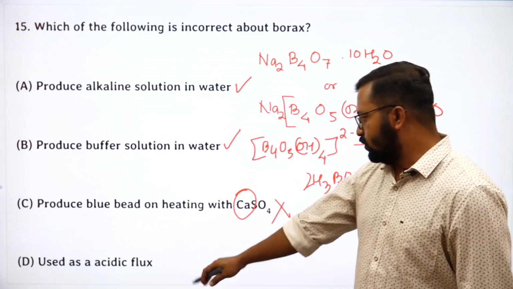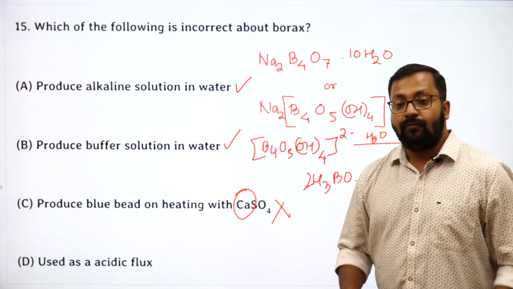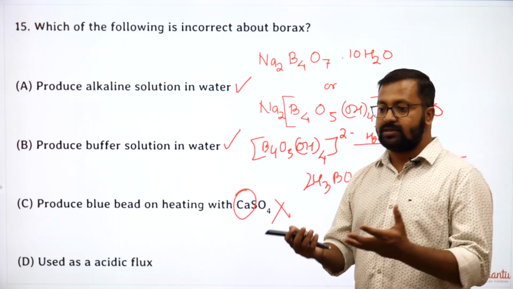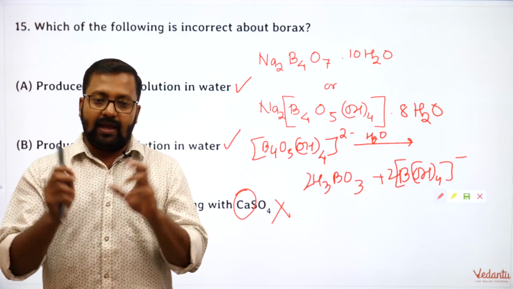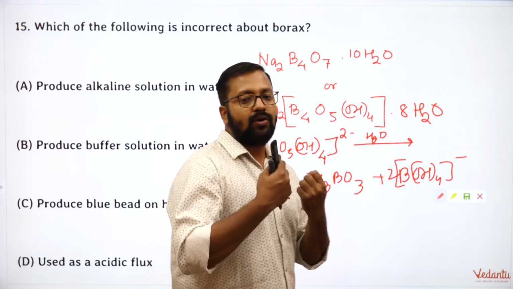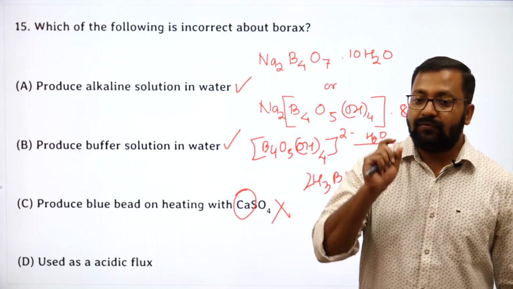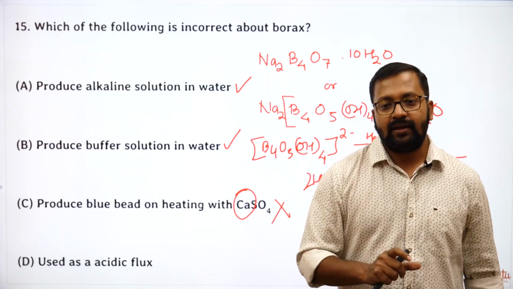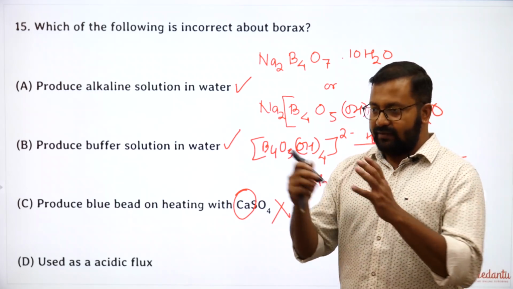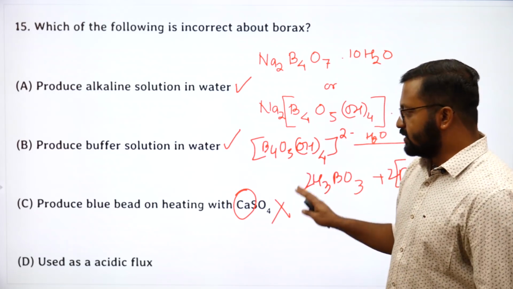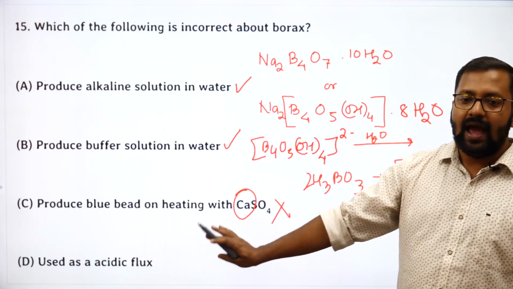Let's go to the last one. Used as an acidic flux. Obviously, flux is something which is utilized in the process of metallurgy to combine with the impurities and bring them out in the form of slag. Now, if the impurity is acidic, then I will use a basic flux. In this case, it will behave as an acidic flux.